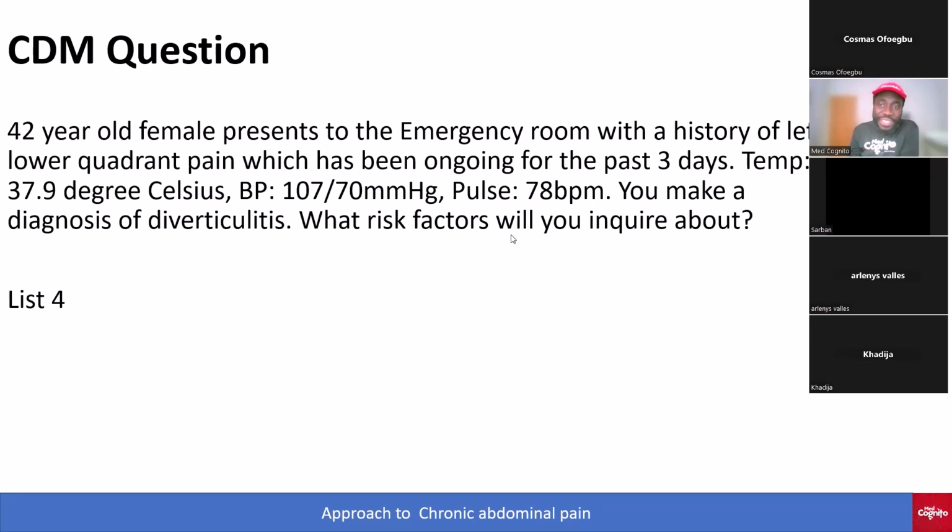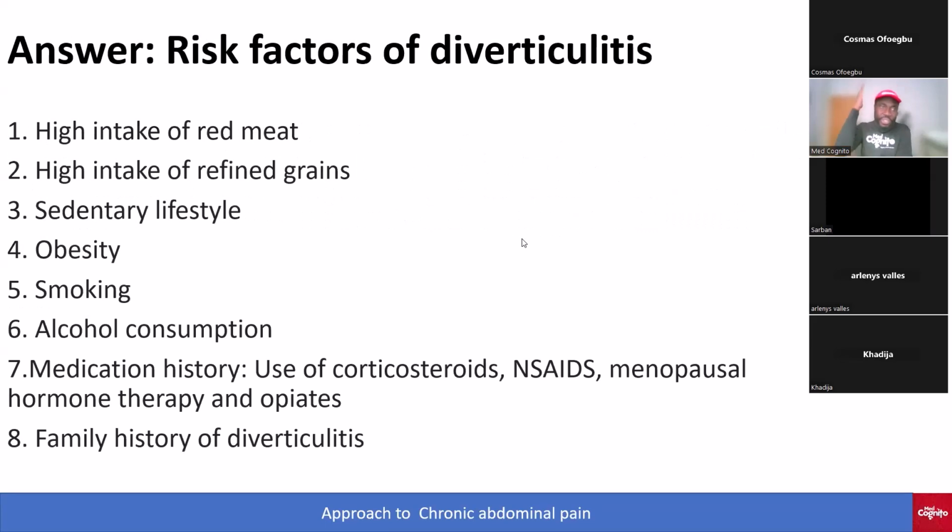So what are the risk factors according to standard texts? Number one, high intake of red meat. Number two, high intake of refined grains. Number three, sedentary lifestyle, right? Number four, obesity.